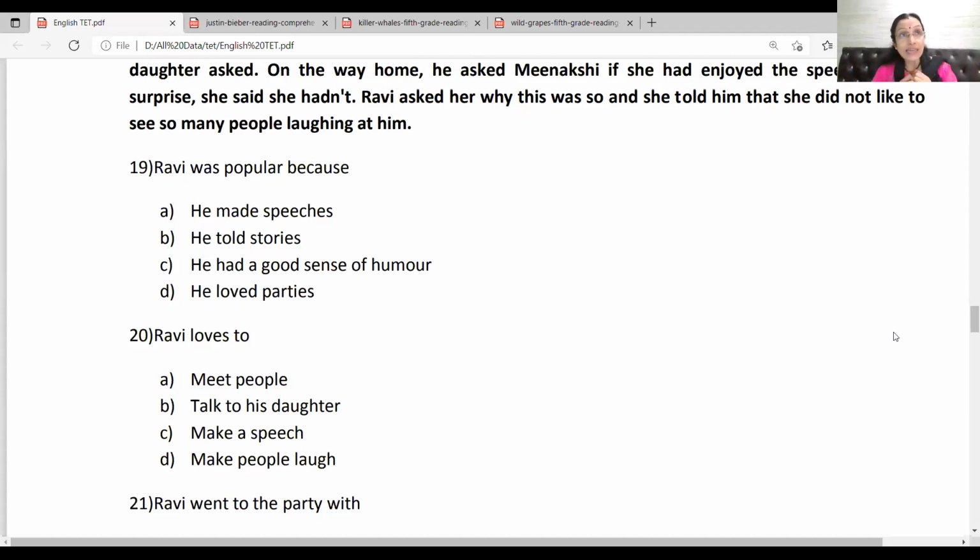Why was the daughter upset? Because people were laughing at him, no? So make people laugh. He loved to do this. But by the way, now see, you got confused here also, no? The other three also are not completely wrong. But now you have to select the really correct answer, which means one reading is not enough.